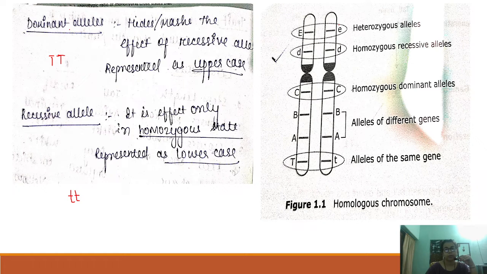Before that, let's see this diagram. This is known as a heterozygous allele pair because one is capital E, one is small e. This is a homozygous recessive pair. Why recessive? Because it is small d, lowercase, and both are in the same condition. This is a homozygous dominant pair because it is the same, capital C. And these two, A and B, are alleles of different genes, because this is the gene for A and this is the gene for B. So these two are alleles of different genes and these two are alleles of the same gene, and this is the heterozygous condition. Okay, so this is the homologous chromosome and these are the terms which are being used.